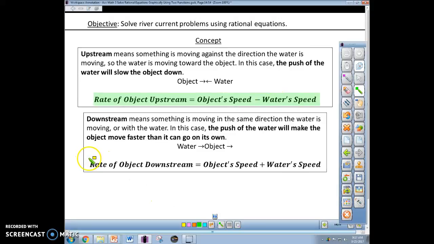If we're looking at downstream, in downstream, the object and the water are going the same direction. So it's like the water's coming from behind and pushing the object a little bit. And so we have to write the rate in this situation as the object's speed or rate under its own power plus the water speed.